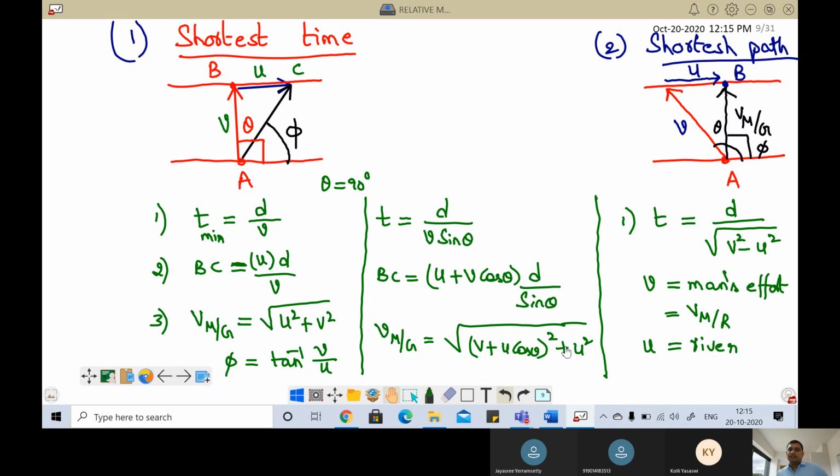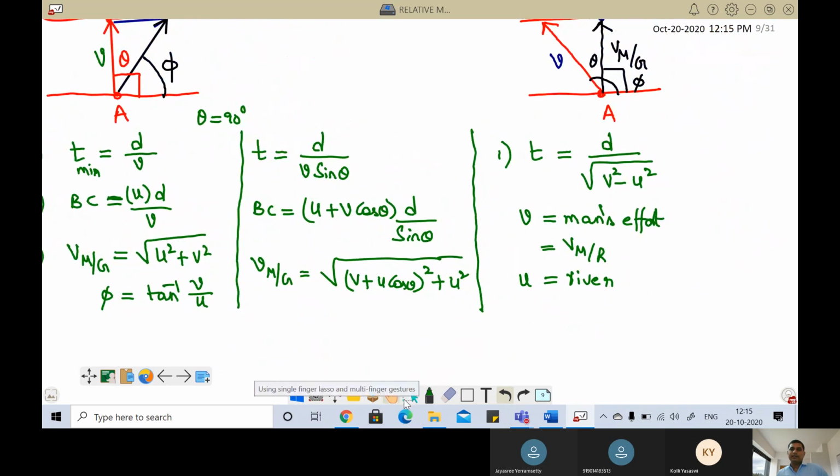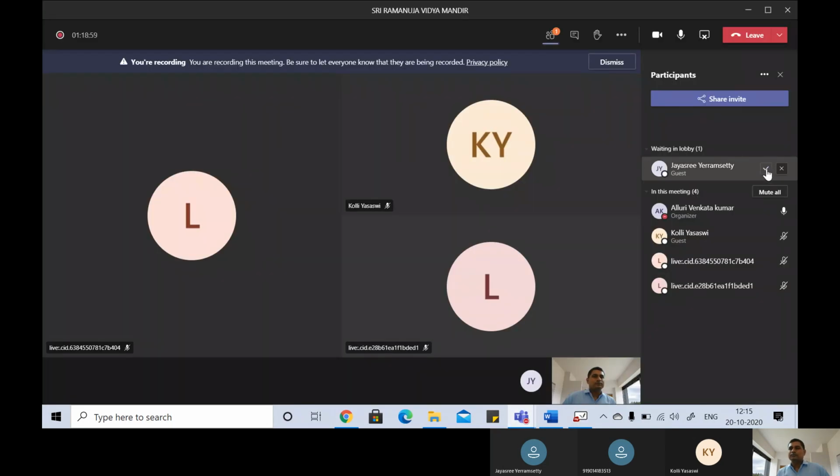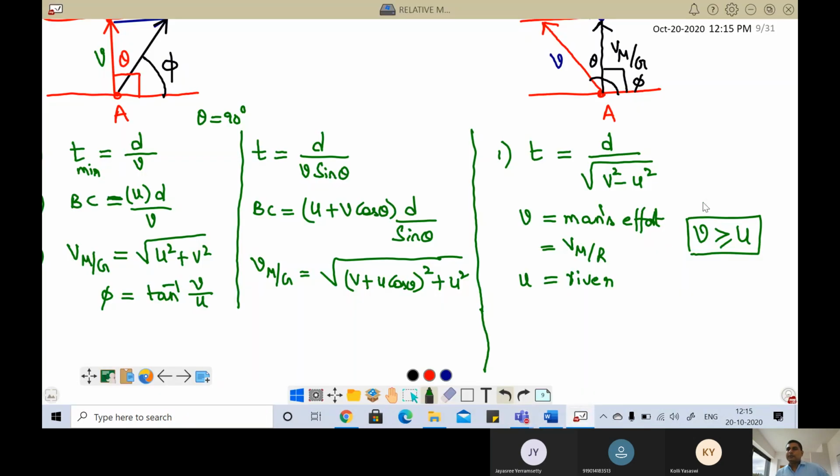Please remember here that the velocity of man should always be greater than the velocity of the river. Always remember V should be greater than or equal to U. Please remember, this is very, very important. Otherwise, you will get negative here. And second point, what is the drift here? Zero, sir. Drift here is 0.